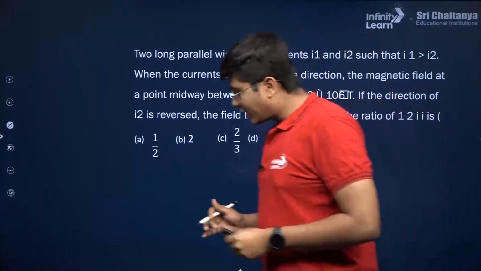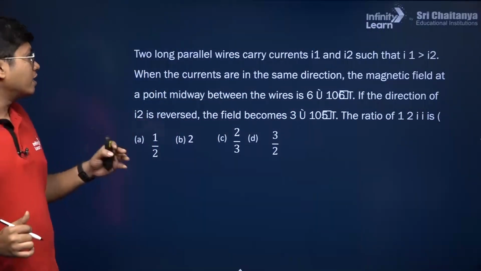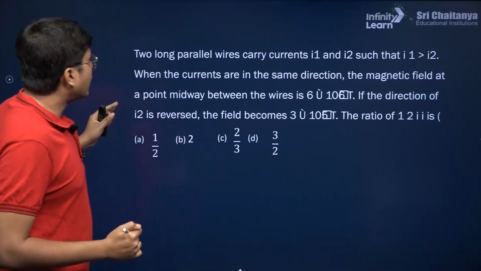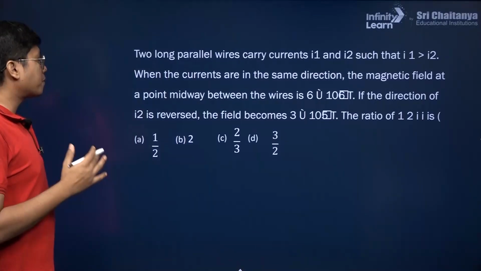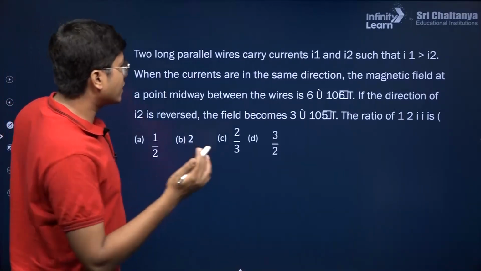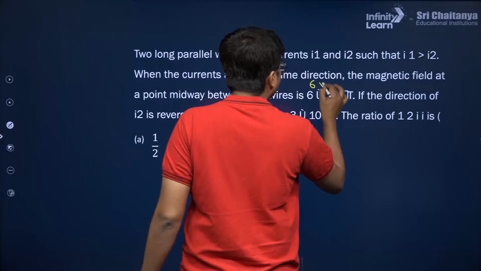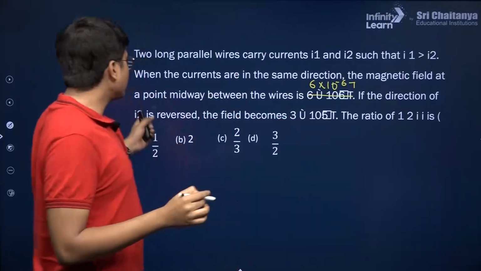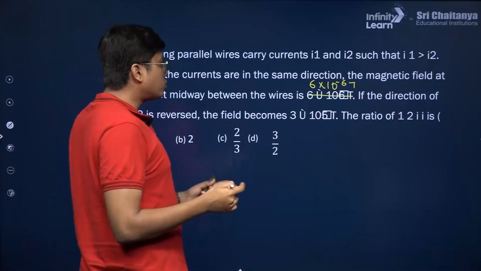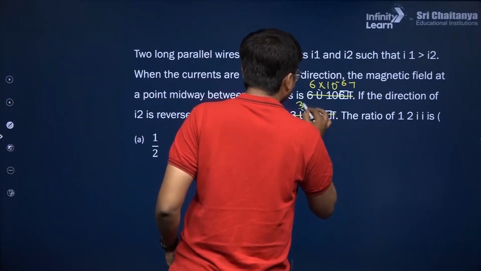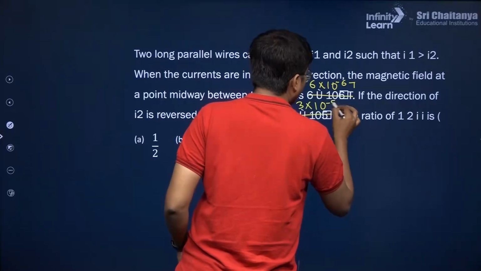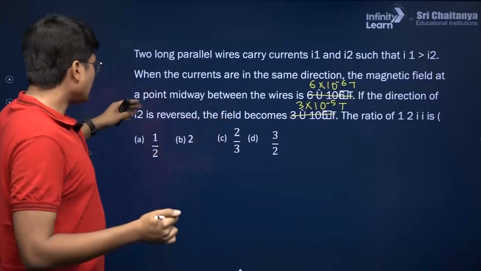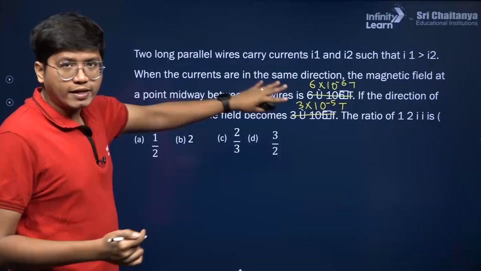The first question says that two long parallel wires carry currents I1 and I2 such that I1 is greater than I2. When the currents are in the same direction, magnetic field at a point midway between the wires is 6 into 10 to the power minus 6 Tesla. And if the direction of I2 is reversed, then it becomes 3 into 10 to the power minus 5 Tesla, then the ratio of I1 to I2 is. There's some typing mistakes here, but you get the idea of the question.